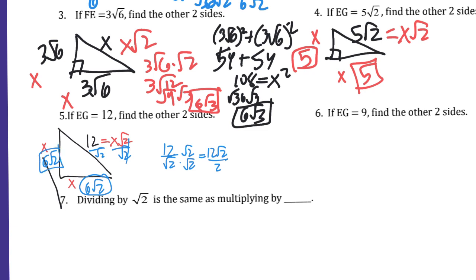Let's check it. If I take 6 root 2 and I times it by the square root of 2 to get to the hypotenuse, I get 6 times the square root of 4, which is 6 times 2. Yeah, I do get 12 to be the hypotenuse. So our final answer will be the hypotenuse is still 12, and each of these legs is 6 root 2.